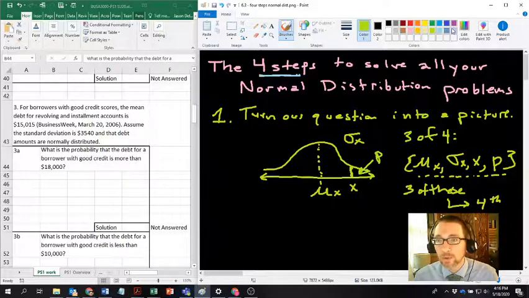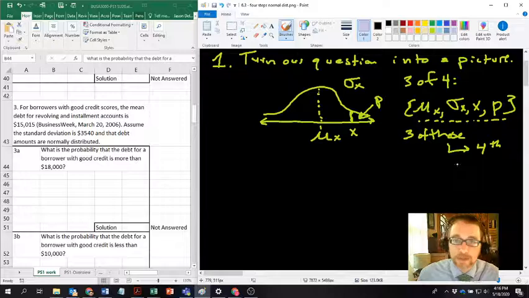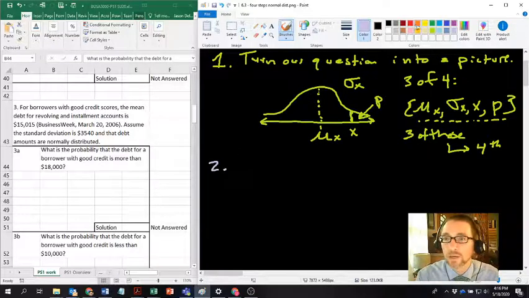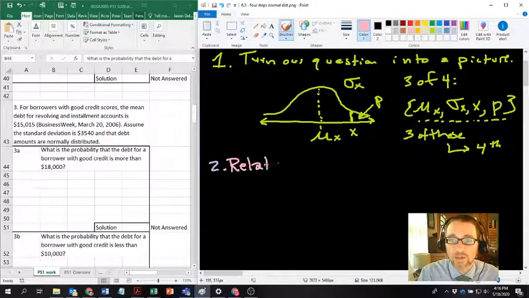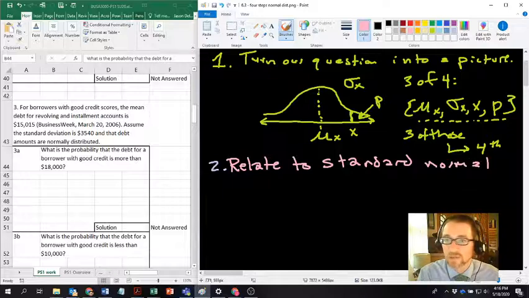Now, what we've learned in the past is that there's an infinite number of normal distributions. They vary based on their mean and their standard deviation. What we are going to do is relate it to the standard normal distribution. We have one specific normal distribution, called the standard normal distribution, that has a mean of 0 and a standard deviation of 1. That is always true.